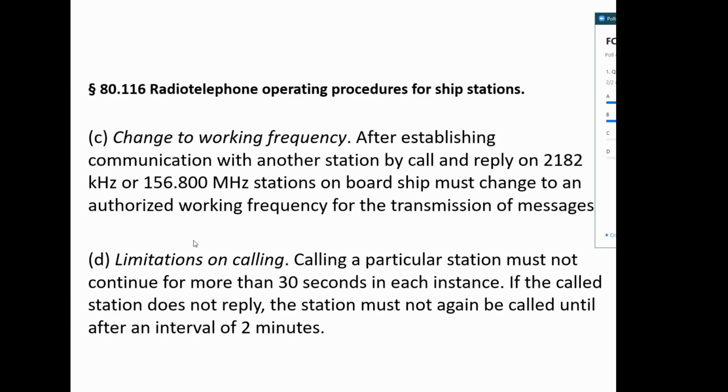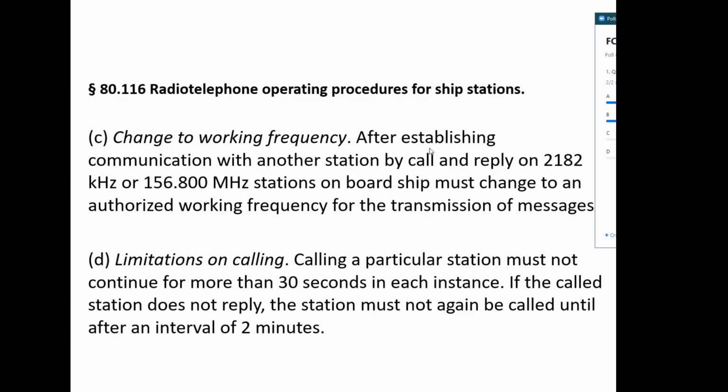And D, limitations on calling. Calling a particular station must not continue for more than 30 seconds in each instance. If the called station does not reply, the station must not again be called until after 2 minutes. And I think there's even a longer one. If you do that like 2 or 3 times, then you have to wait like 5 minutes. Unless nobody's using the channel, then you can switch back to the 2.